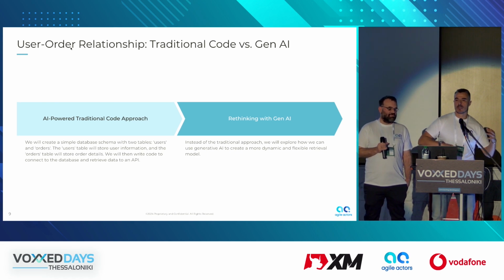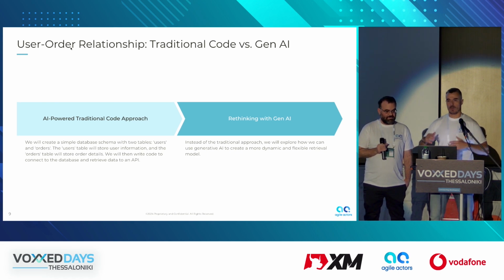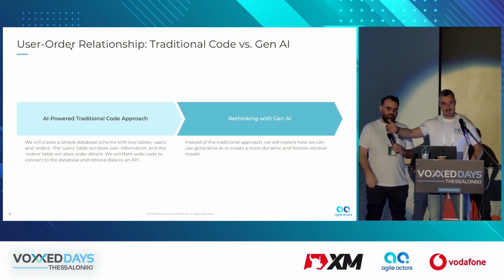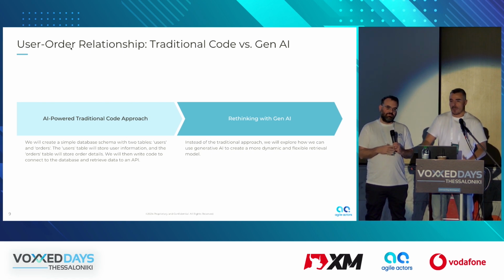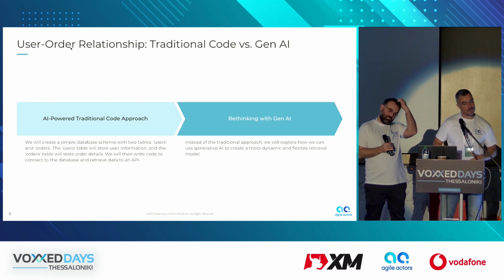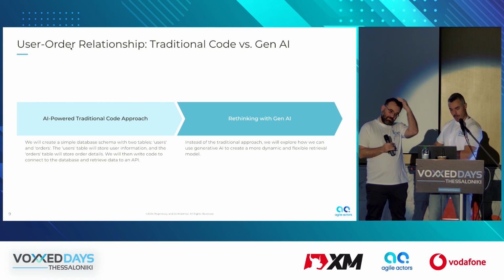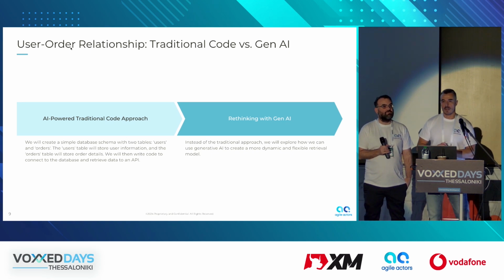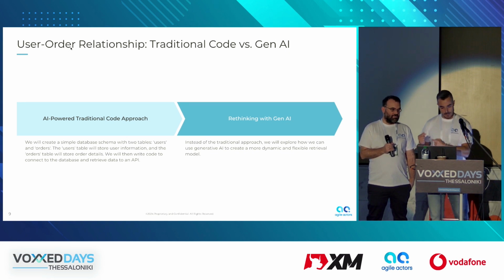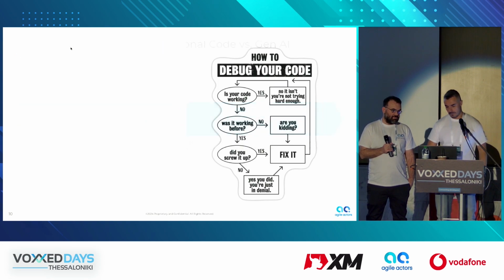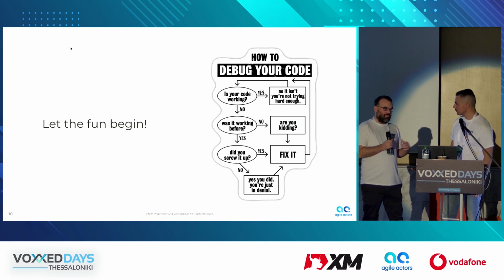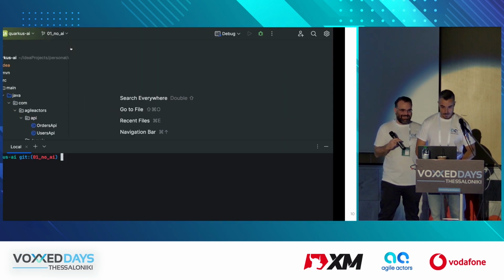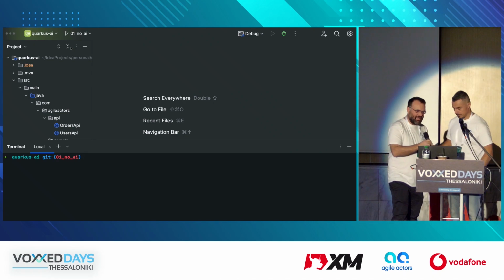We're going to see code, and we're going to go step by step from what we call AI-powered traditional code. I'm calling it traditional because traditionally this is what we know. This is what we have been doing. We're still doing this in a different way. And then we want to rethink this concept with Gen AI. And we're going to show you some interesting stuff later on. Kostas? I'm going to code. Okay. Cool. All yours.